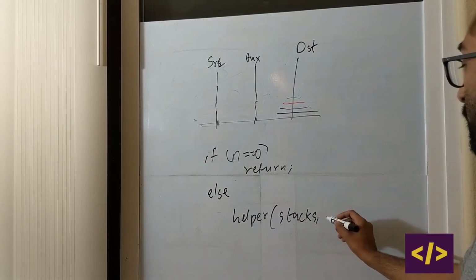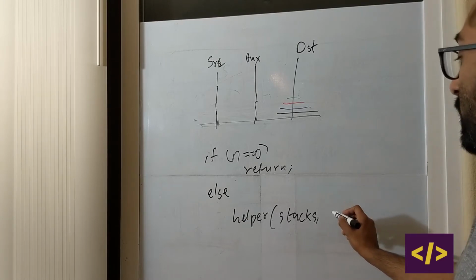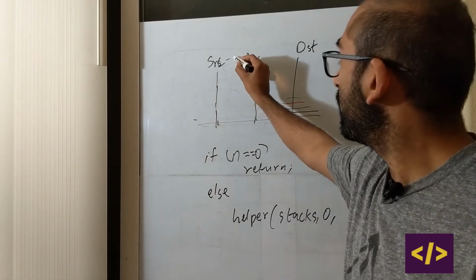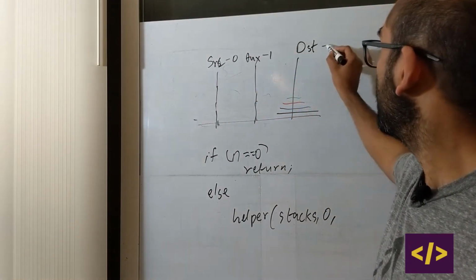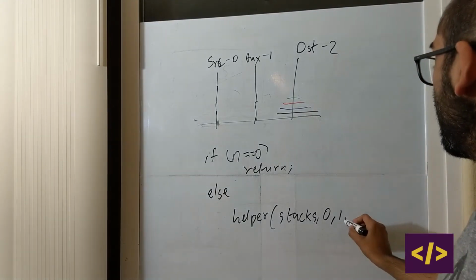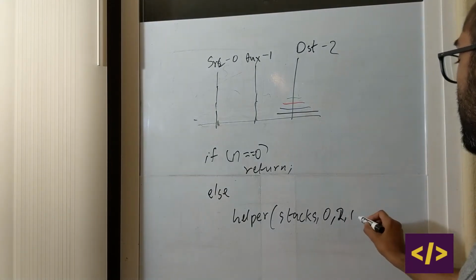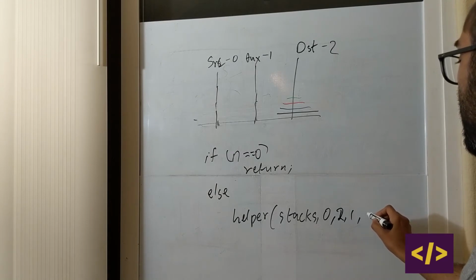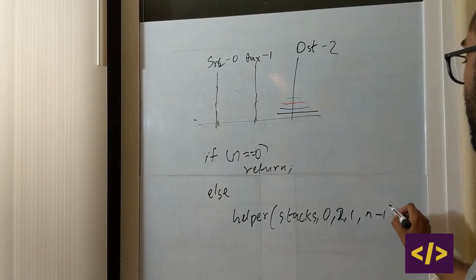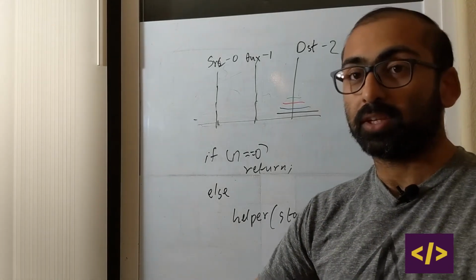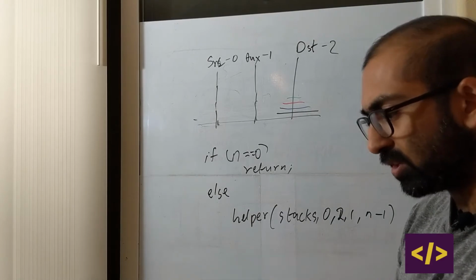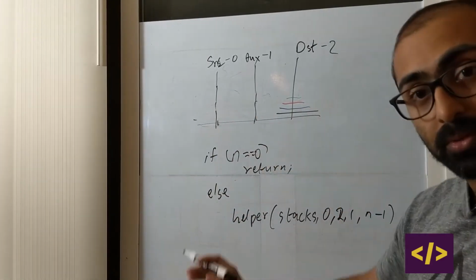And then what we're going to do is mention what our source, auxiliary, and destination are. In this case, I'm going to call my source 0, auxiliary 1, and destination 2. We want to reach 1, 2. The number of rings at this point of time is going to be n minus 1, because we want to go into the next stage. So we take all of those n minus 1 and move them to another one.